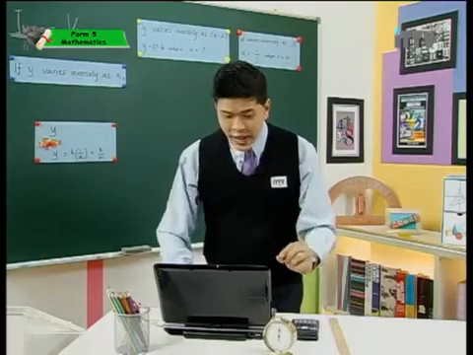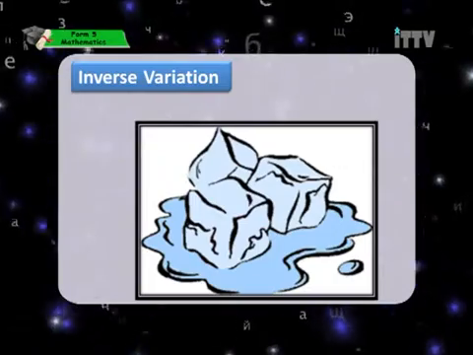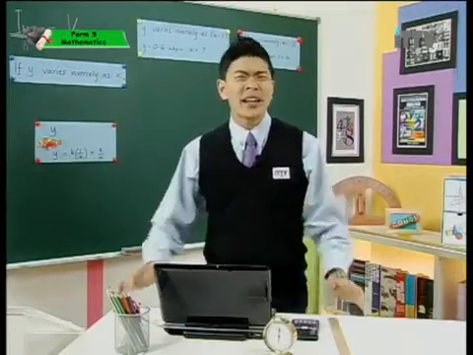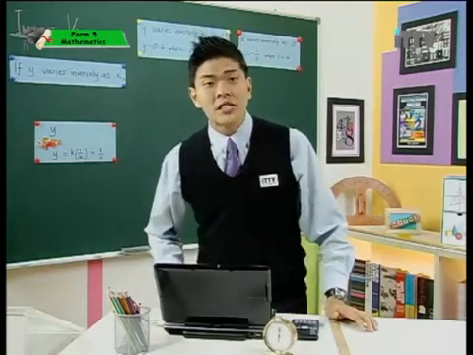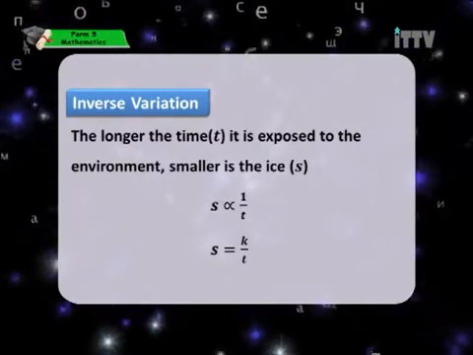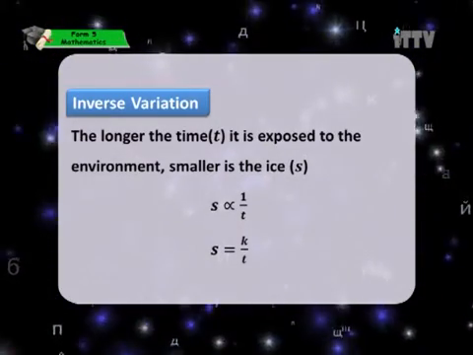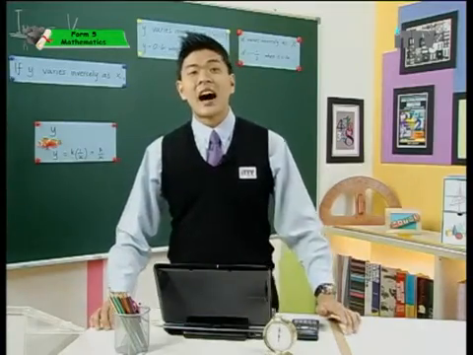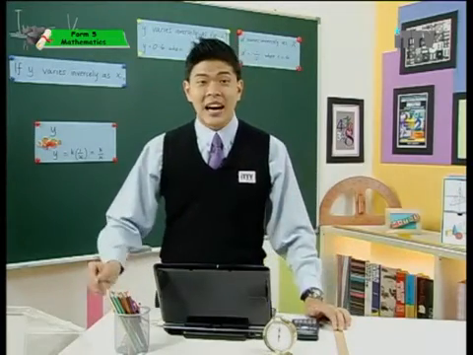Now, take a look at this picture. We are starting off with inverse variation. What can you see there? Melting ice, right guys? So what happens? What can we make out of melting ice if we want to relate it to an inverse variation? Let's take a look. The longer the time, T, it is exposed to the environment, the smaller is the ice, S. So 2 quantities are here. First of all, time, right? And then the size of the ice, or S.